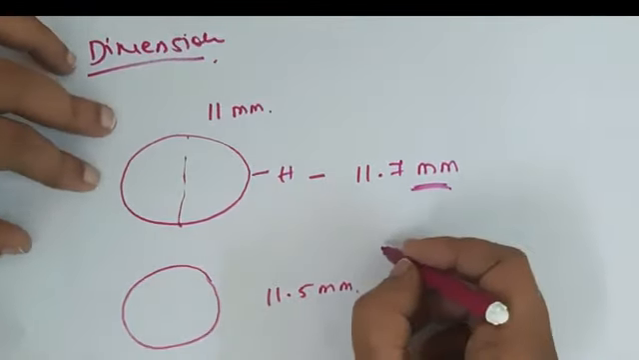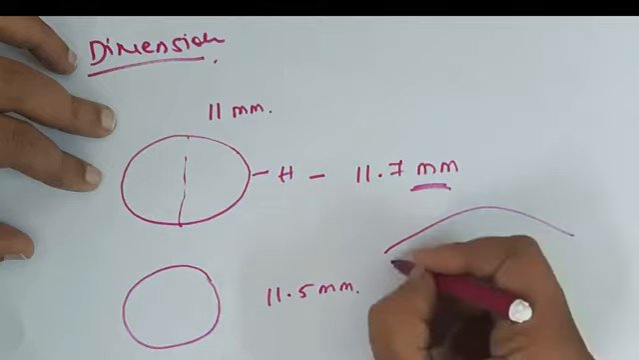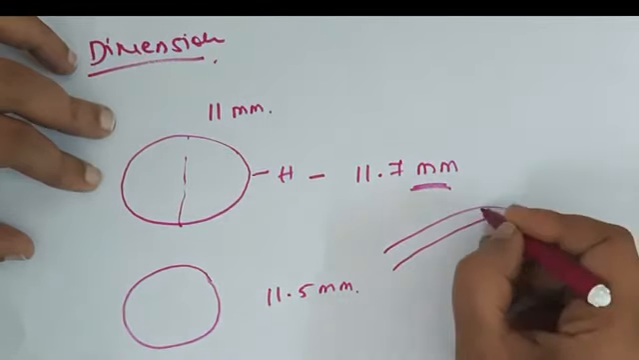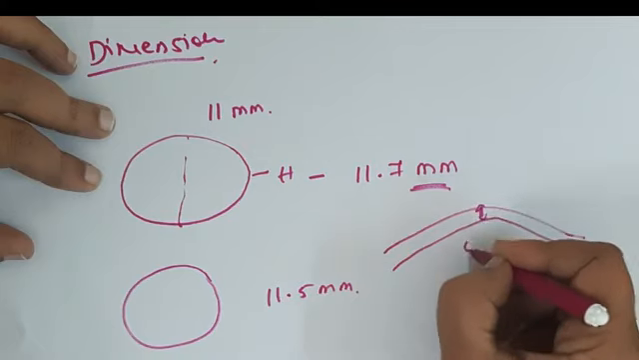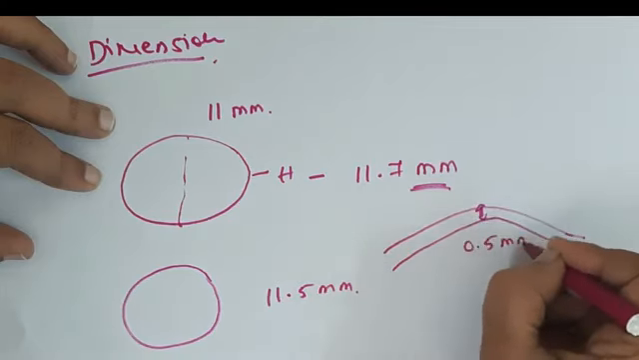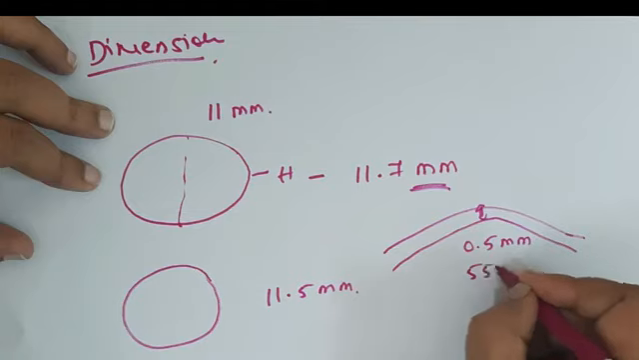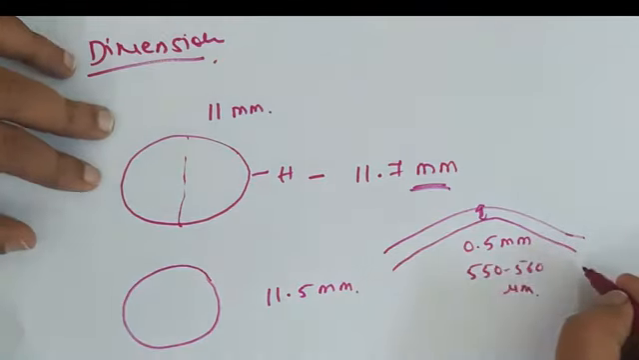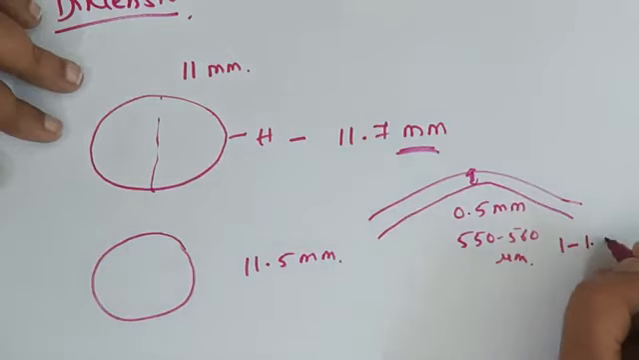When you look at the thickness of the cornea, if you take this as a cross section of the cornea, in the center it is thin, around 0.5 millimeter or 550 to 560 micrometers. In the periphery it becomes a little thicker, with a thickness of 1 to 1.2 millimeter.